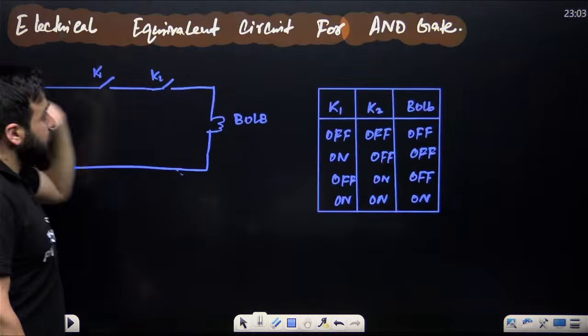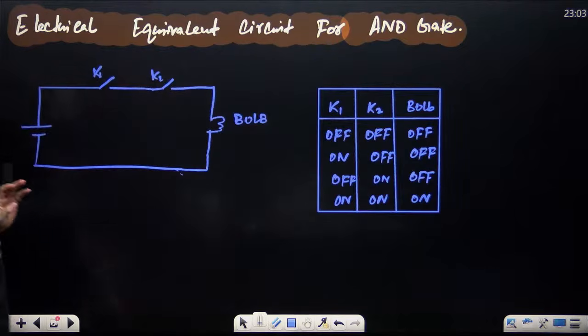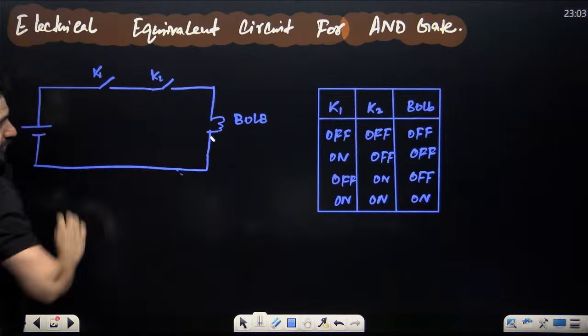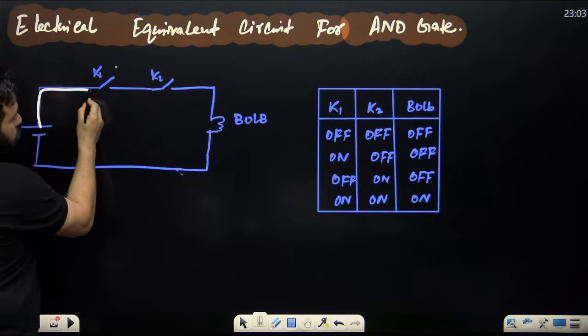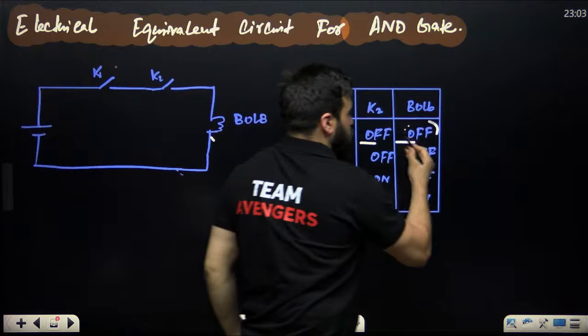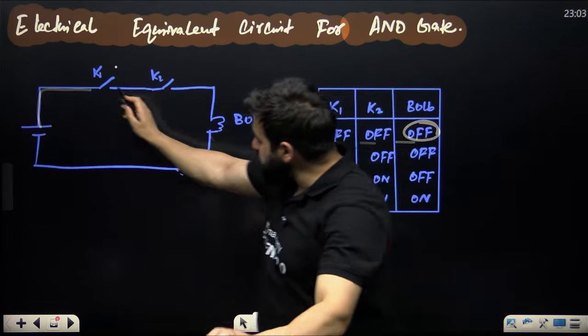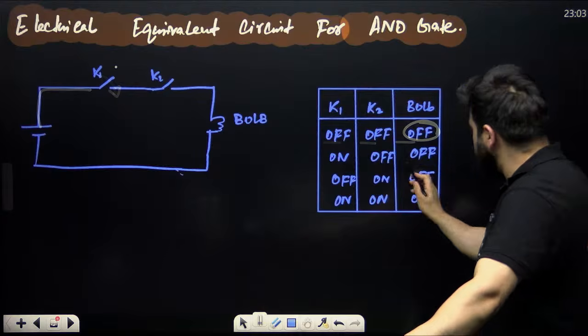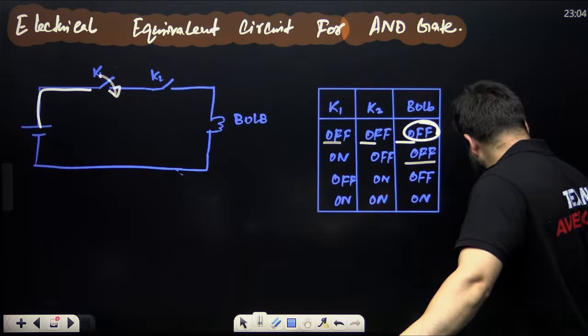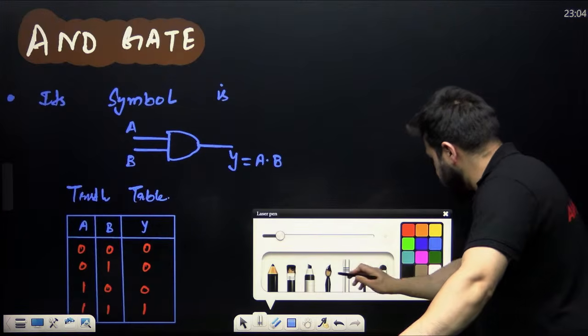Electrical equivalent circuit of the AND gate. This circuit behaves like an AND gate. Let's suppose this is off, this is off. So current cannot flow. Off, off, off. Let's suppose this is on, this is off. Can the current flow through this one? No, bulb remains off. One more important thing I just want to tell you over here. What is that?